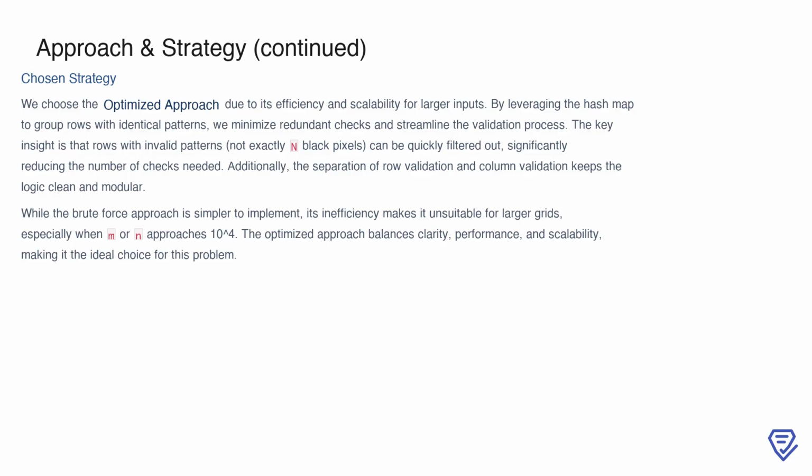Additionally, the separation of concerns, first validating rows based on patterns and then verifying columns, keeps the logic clear and avoids unnecessary complexity. In contrast, while the brute force approach is easier to implement, its inefficiency renders it impractical for larger grids, particularly when the dimensions approach 10 to the power of 4. The optimized strategy strikes a balance between clarity, performance, and scalability, making it the ideal solution for this problem.